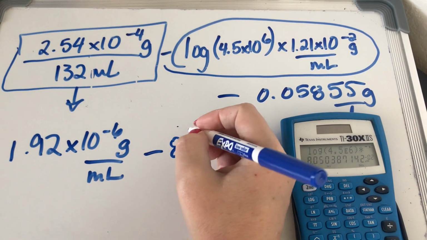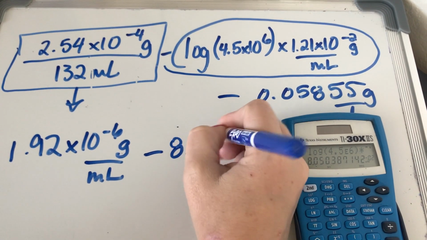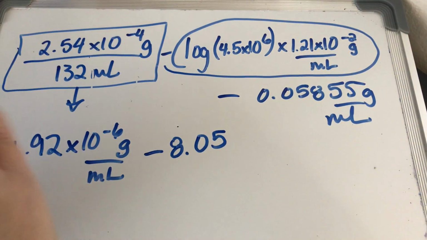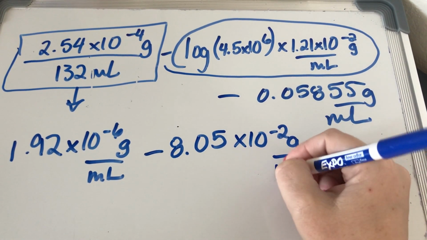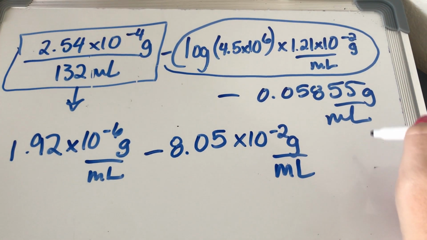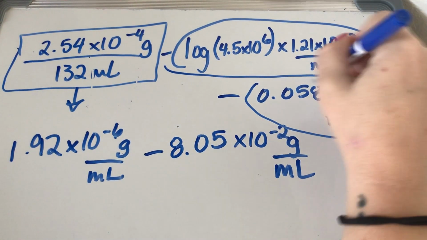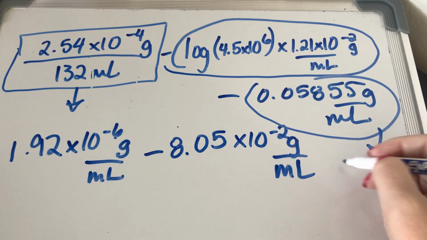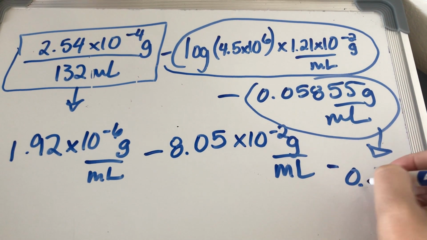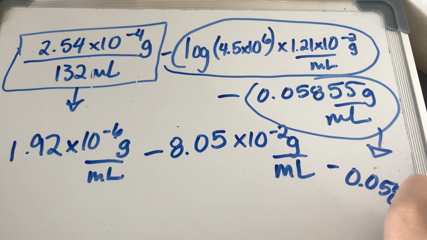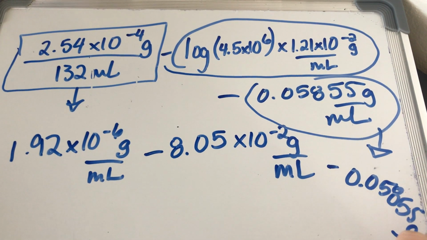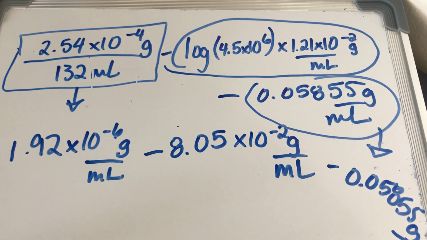8.05 times 10 to the negative 2 grams per milliliter. And then this guy I can just bring straight down, right? So minus 5.855 grams per milliliter. Very ugly. Down into the corner.